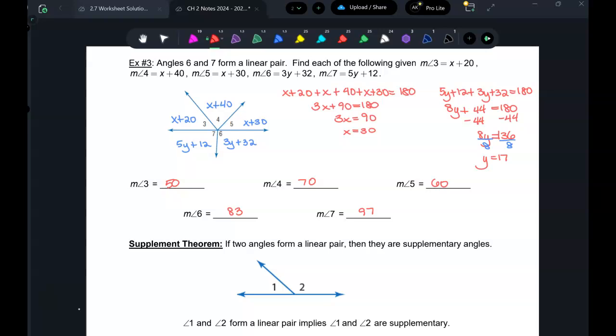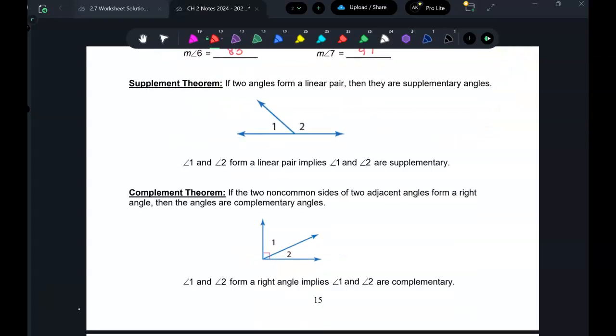These two should also be supplementary. We're good. No, it's not. What happened? Wait. Mine are backwards. Sorry, when we plugged back in, I plugged it into angle 7 first. I plugged it in the way the picture looks, left to right, but then my answers were backwards. That's okay.